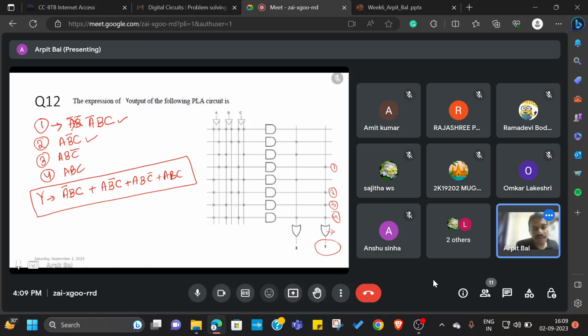Then the last question that we solved was related to PLA, and we were supposed to come up with the expression for the Y output. Here we just observe which ones are connected with the AND gate, and after figuring out the ones that are connected with the AND gate, we represent the equations for 1, 2, 3 and 4. Then we take the OR of those, because Y is basically the OR of those expressions. So these were the questions that were covered today.